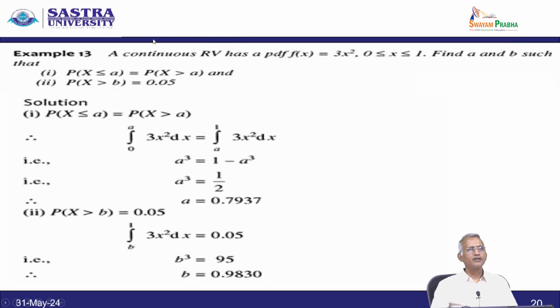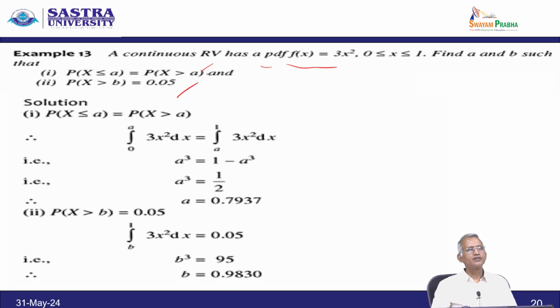Next, example 13. A continuous random variable has a PDF f of x equal to 3x square, where x varies from 0 to 1. Find a and b such that P of x less than or equal to a equals P of x greater than a, and P of x greater than b equals 0.05.